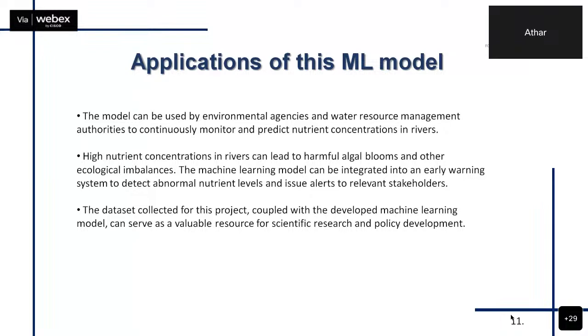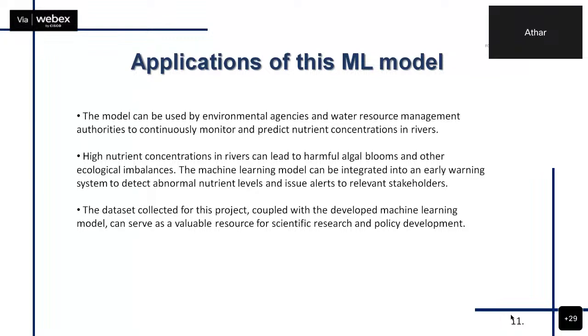So talking about the application of this model, the model developed can be really useful for environmental agencies and water resource management authorities. They can use it to keep a constant watch on the nutrient levels in rivers. By continuously monitoring and predicting nutrient concentration, they can make informed decisions to safeguard our water resources and ensure a healthy river ecosystem. The second one is when nutrient levels in rivers are too high, it can cause harmful algal blooms and disrupt the natural balance of the ecosystem.